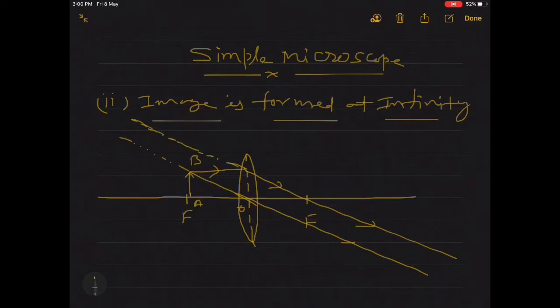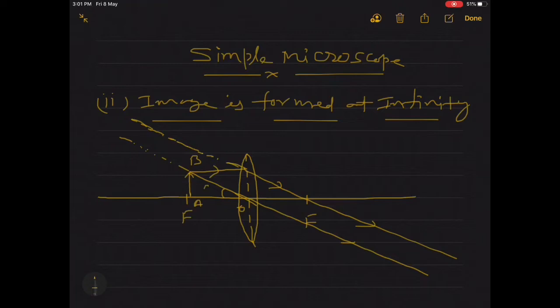So one thing is clear, that the image will not be formed really. We cannot locate the image at any position, but since we have taken the position of the object between focus and optical center, from the concept we can say the image would be virtual and erect. That is important to understand.